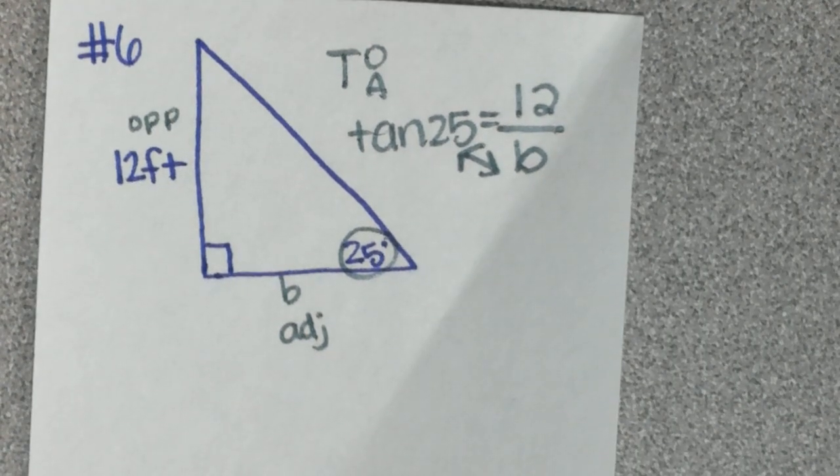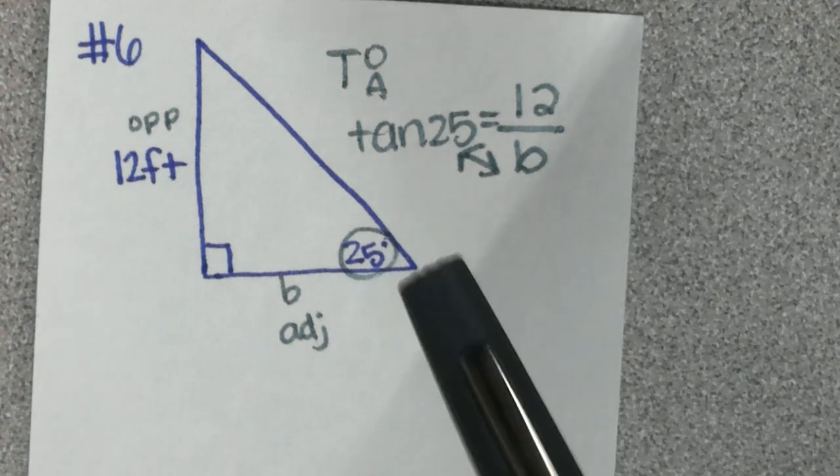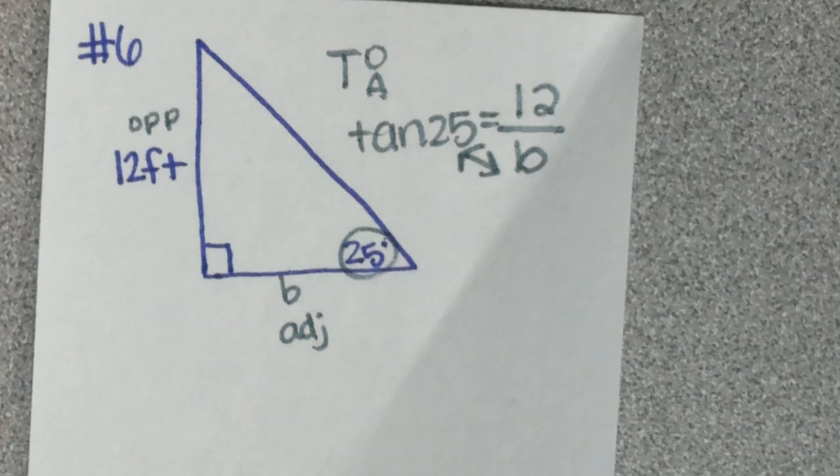All of the other ones should be obvious. You might have to do Pythagorean theorem or 30, 60, 90 or 45, 45, 90, but we just haven't done trig since before spring break. I wanted to make sure y'all saw that.